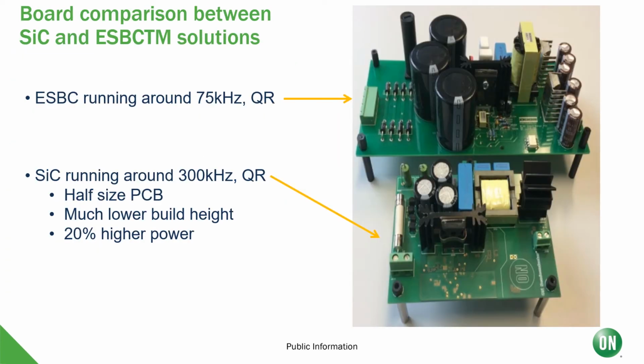So here's a board comparison between an ESBC running at 75 kilohertz versus a SiC solution running at 300 kilohertz, which now you can see it's half the size. It's much lower dimensions, so smaller height and width, as well as provides 20% higher power. A couple things to notice are your input and output capacitors have changed dramatically, and also the magnetics changed dramatically. So your transformer can be optimized to run using SiC MOSFETs.